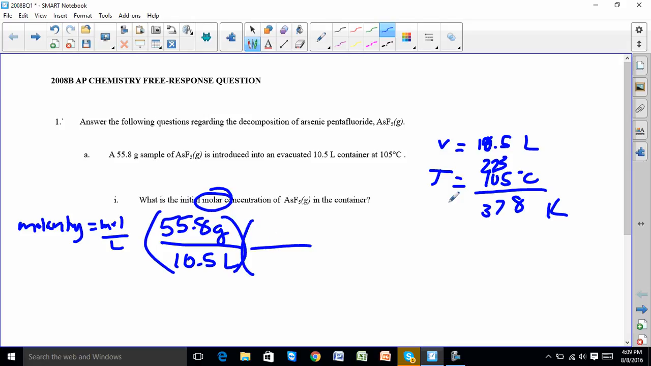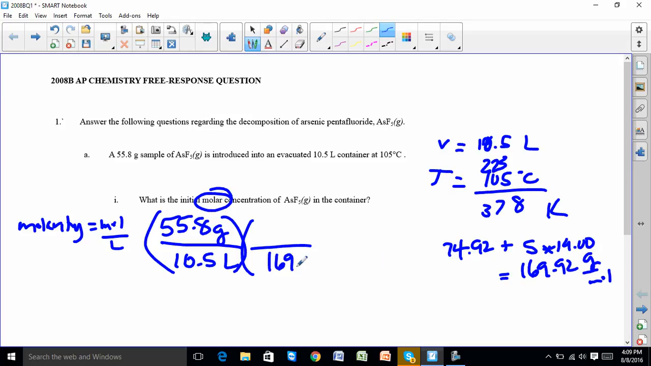And then what does AsF5 weigh? Well, on the periodic table, arsenic is 74.92 plus 5 times 19. And when I do that, I get that the molar mass is 169.92 grams per mole. This has 2 decimal places. This has 2 decimal places. We get to 169.92 grams goes down, 1 mole goes up. Grams cancels with grams. We're in moles per liter.